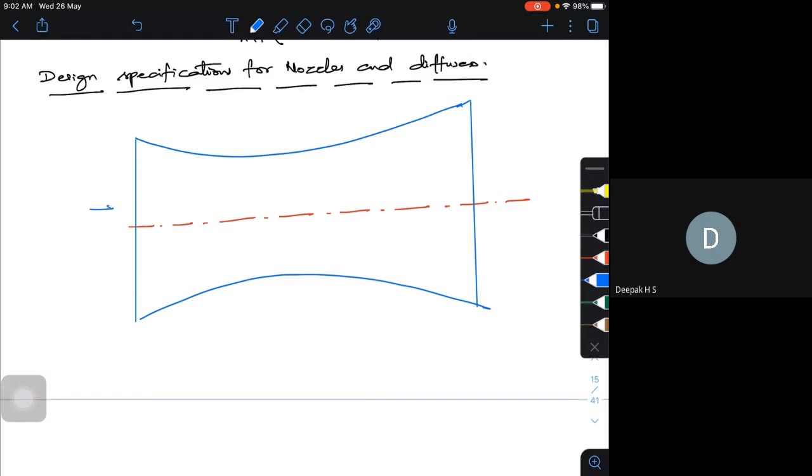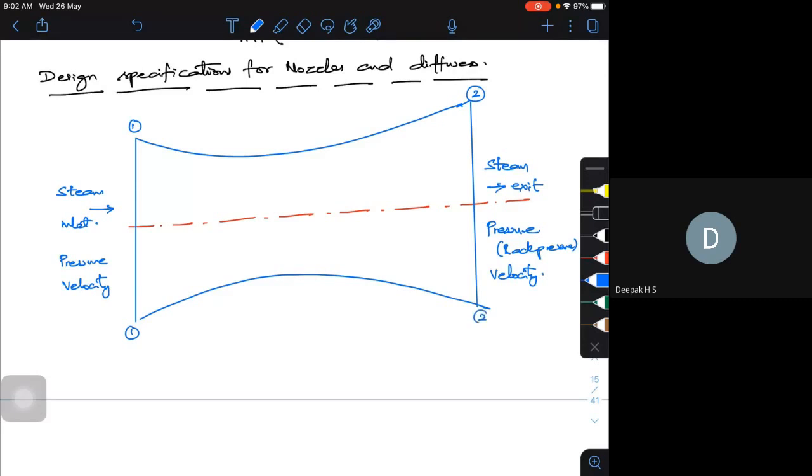So this is where the steam enters, steam inlet, and I do have a pressure which is the inlet pressure. I have a velocity and a specific volume, whatever it may be. This is my steam outlet, steam exit, and I have the exit pressure, usually called the back pressure, and the exit velocity. Now, if this is section 1-1 and this is the exit section, 2-2, in between you have the throat section.